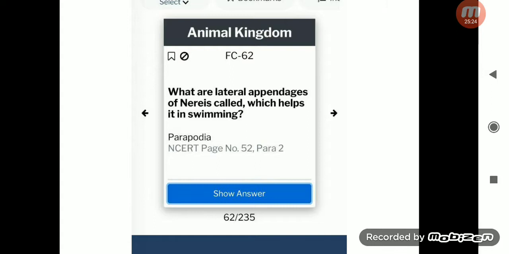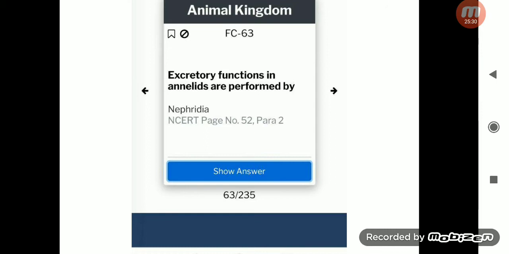Excretory functions in annelids are performed by nephridia.